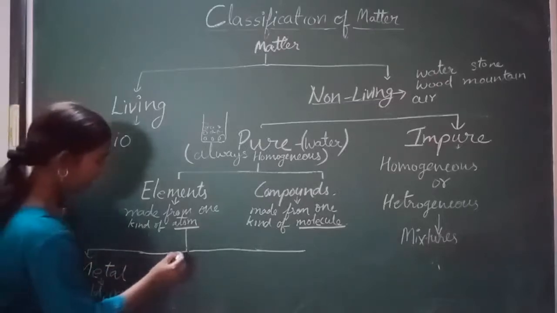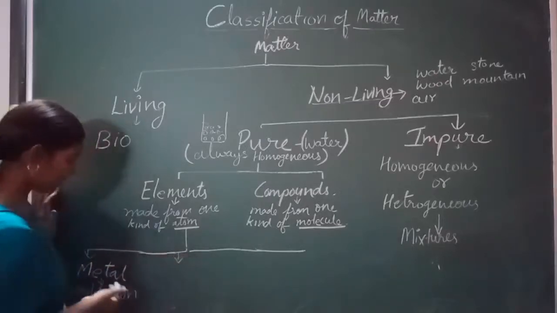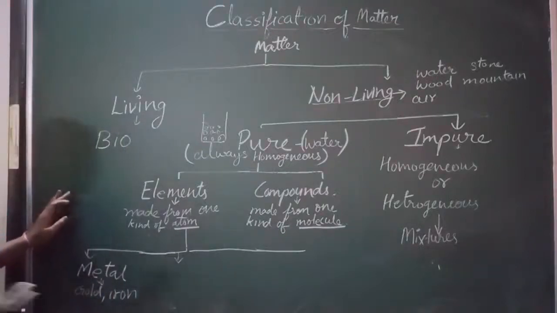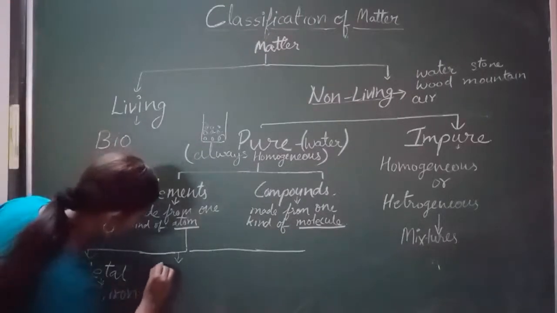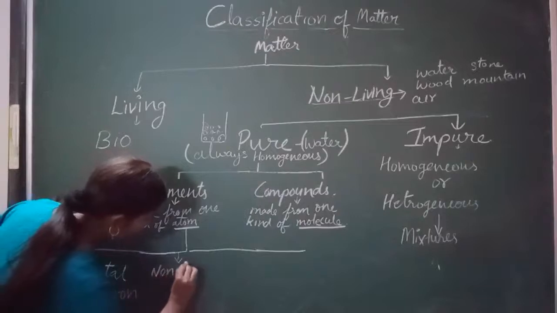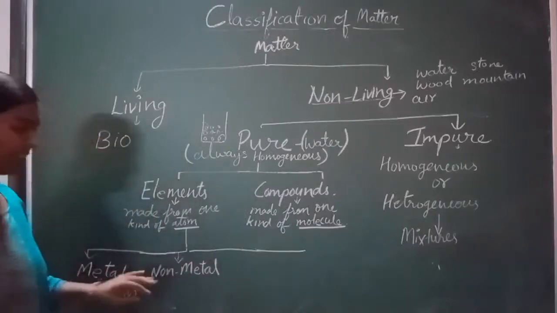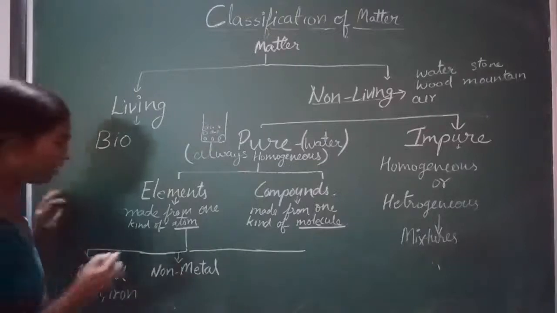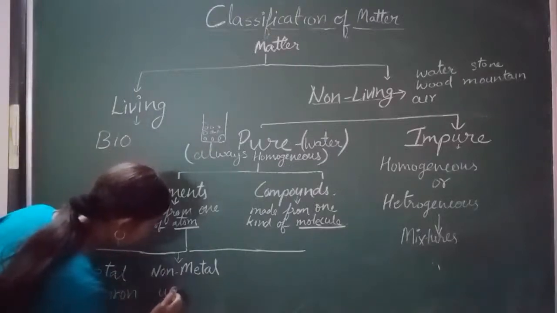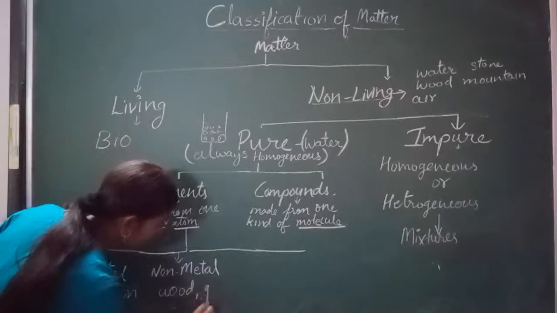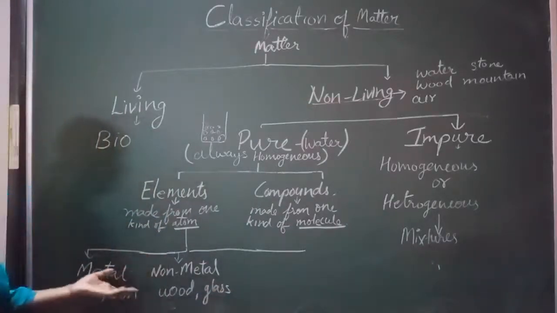Now the second category. Of course, if one is metal, then the second will be non-metal. Examples: wood, glass, or there can be more examples.